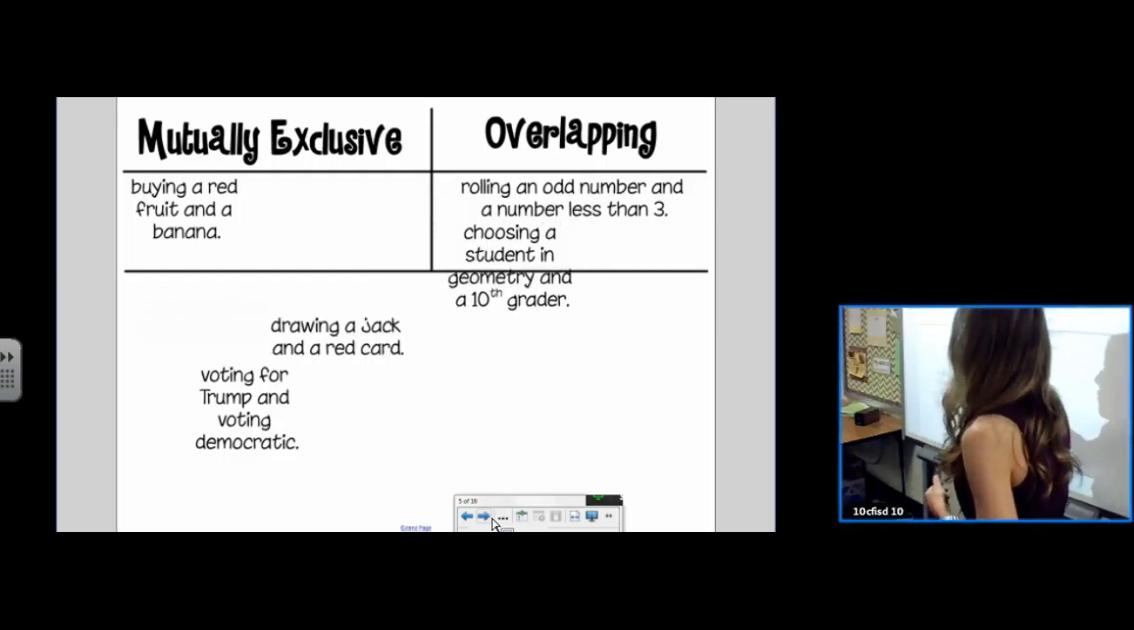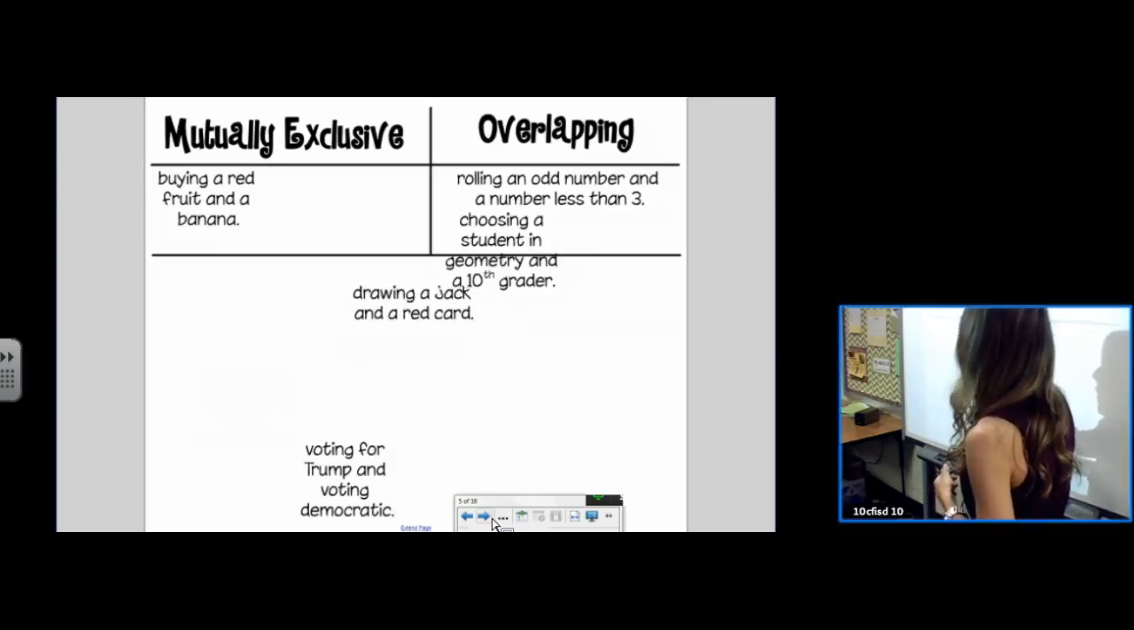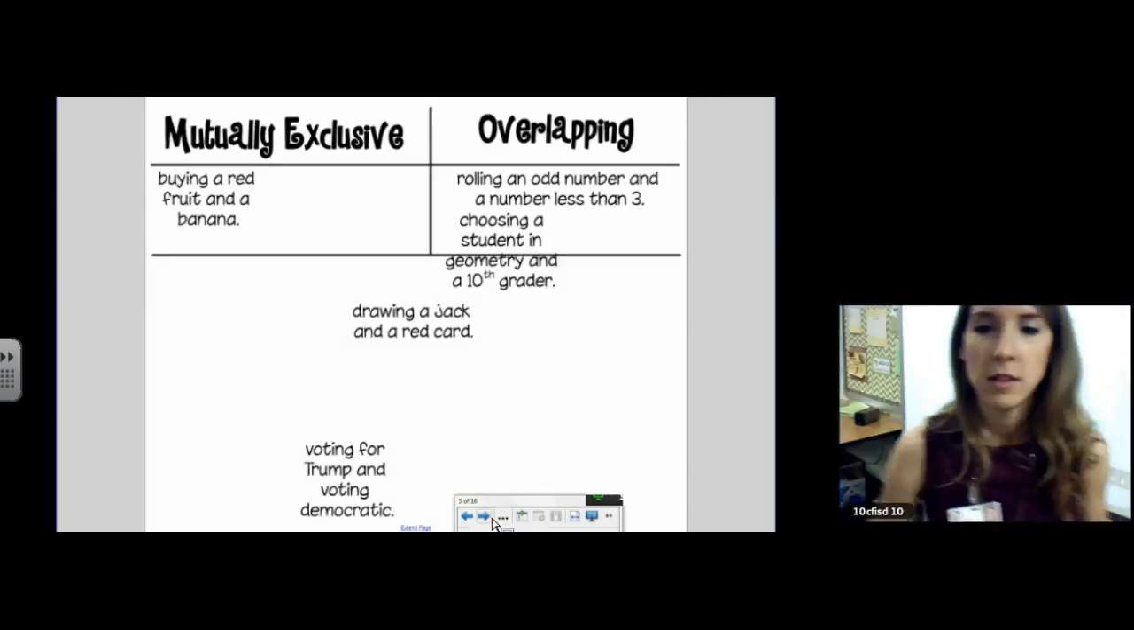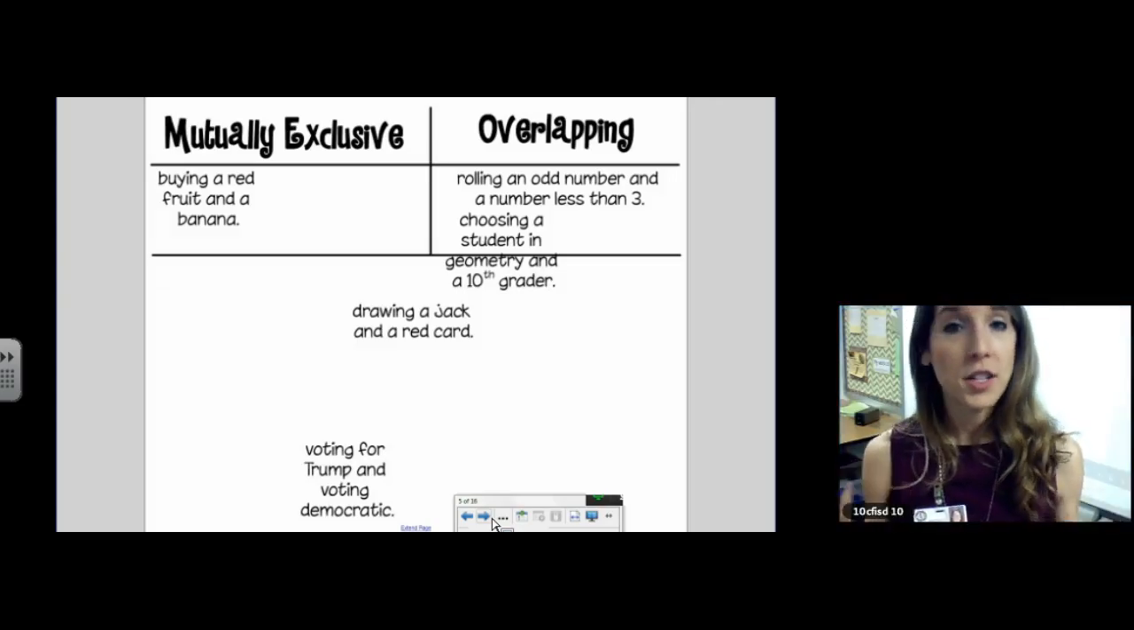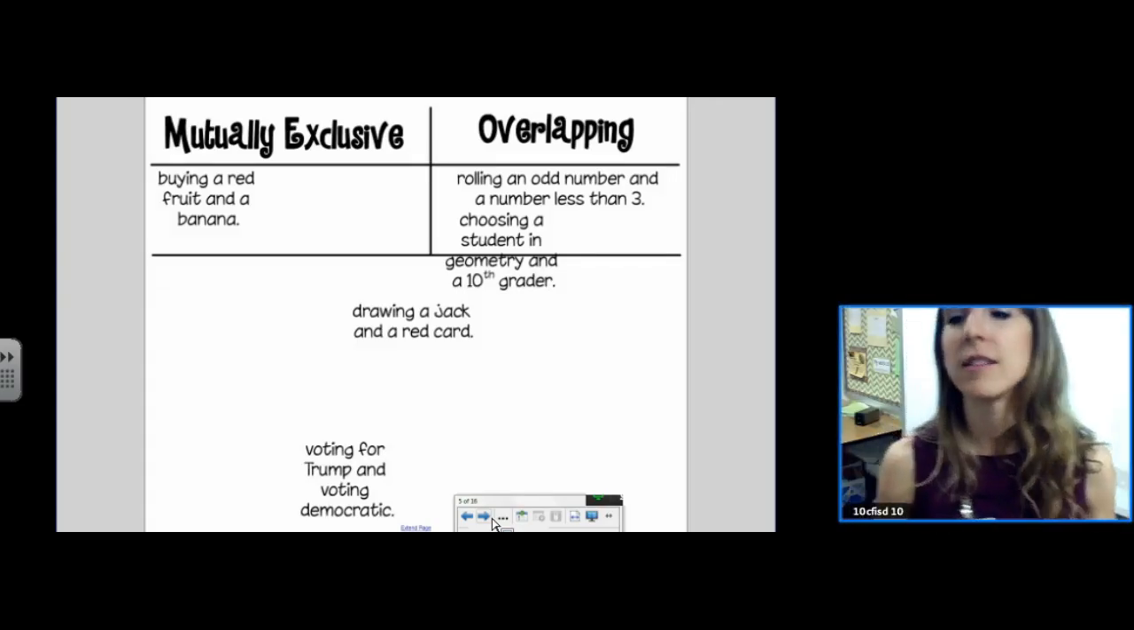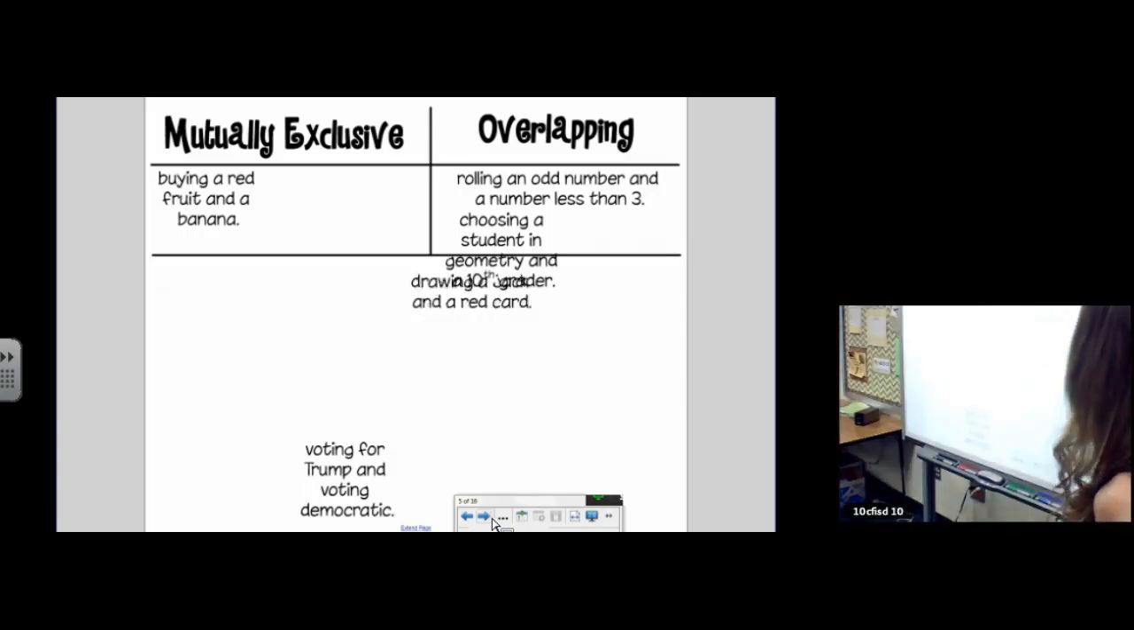Okay, what about this one? Drawing a jack and drawing a red card. Mutually exclusive or overlapping? Are some jacks also red? Yes. So overlapping.